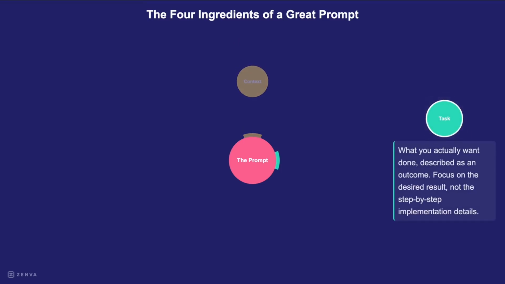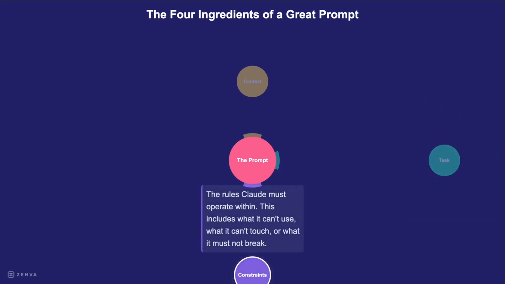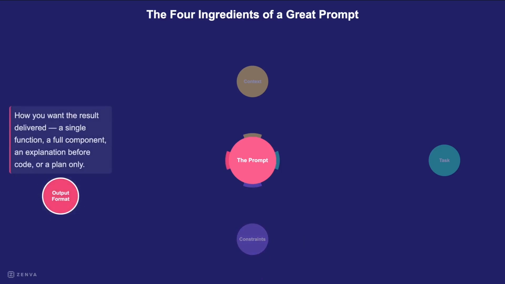Once Claude understands the context, you define the task. This is what you actually want Claude to achieve, always described as a clear outcome. Remember, focus on the desired result you're aiming for, not the step-by-step instructions on how to get there. Next, you'll establish the constraints. These are the crucial rules and boundaries that Claude must operate within while completing its task. This means telling Claude what it absolutely can't use, what areas it must not touch, or any elements it simply cannot break. Finally, you specify the output format.